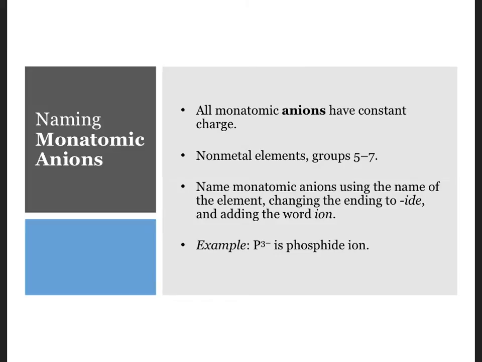Monatomic anions will have a constant charge. They consist of the nonmetal elements in groups 15 through 17. We indicate they have a charge by replacing the ending on the element's name with the suffix IDE and adding the word ion. This means that phosphorus will become the phosphide ion.